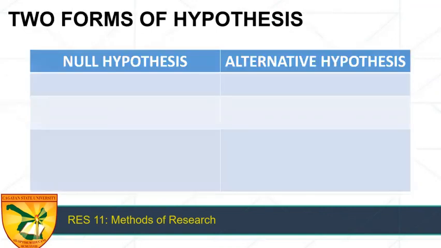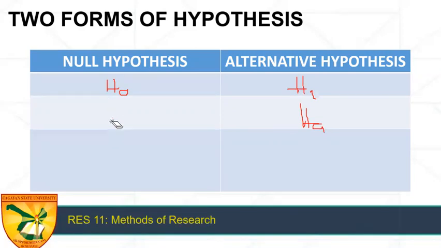So there are two forms of hypothesis. Again, you have your null hypothesis and your alternative hypothesis. So the null hypothesis or your H naught, this is also called your H0. This one is H1. This is sometimes called your HA.